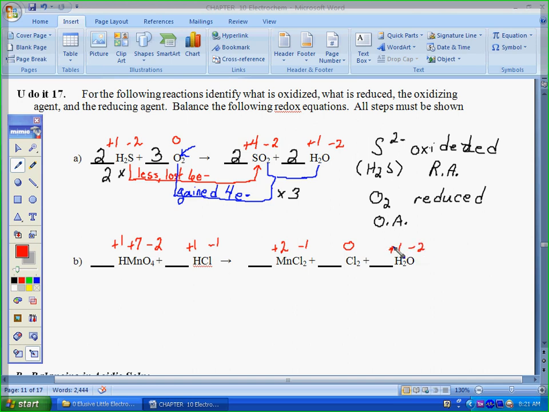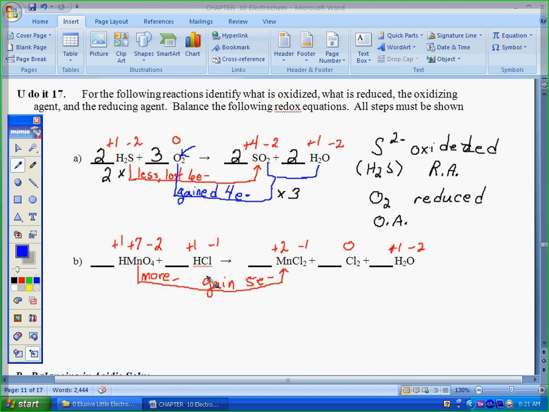If you're having trouble doing oxidation numbers, please come and see me and I can give you a little mini tutorial on that to firm that up. Now our manganese went from +7 to +2. So that's more negative, so it gained 5 electrons.